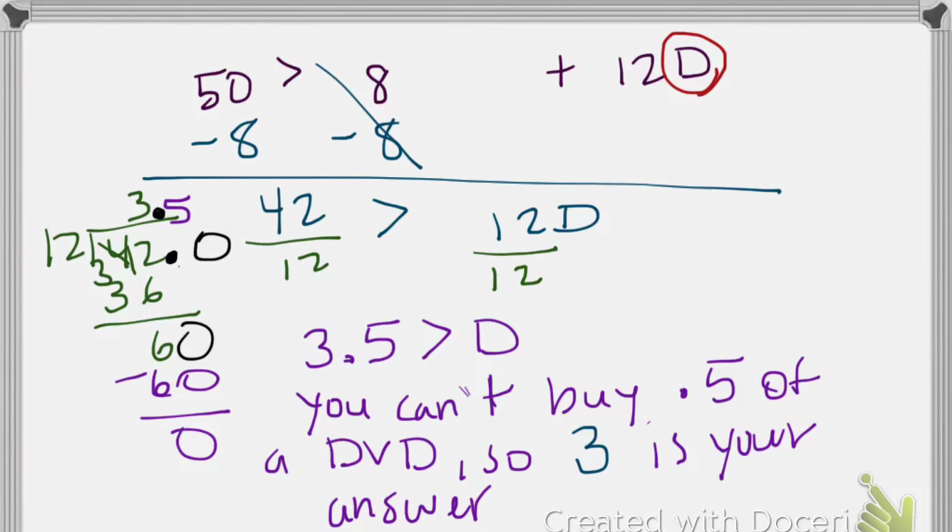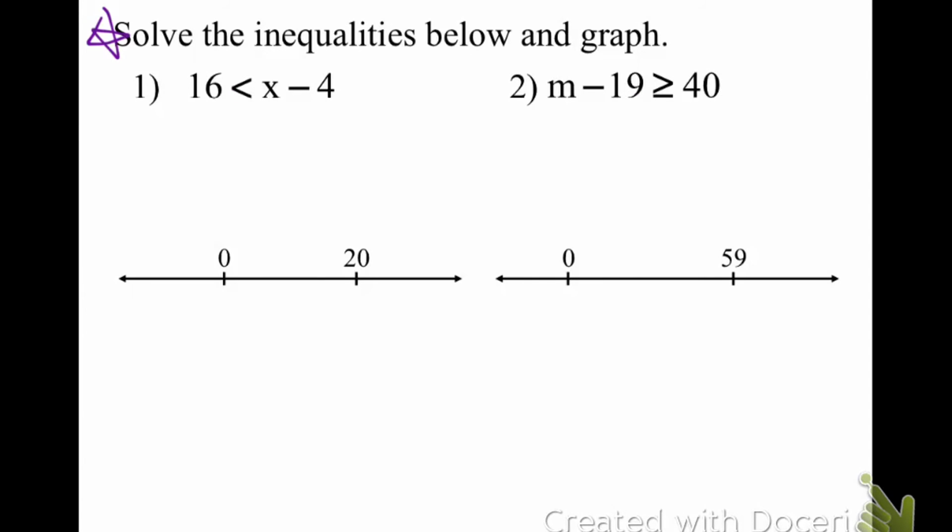You should have gotten 3 as your answer. So go write down the directions as well as number 1, and now let's go and solve this one. So remember, our goal is still the same, to isolate the variable. How do we do that? By getting rid of all our extra numbers we don't want near it.